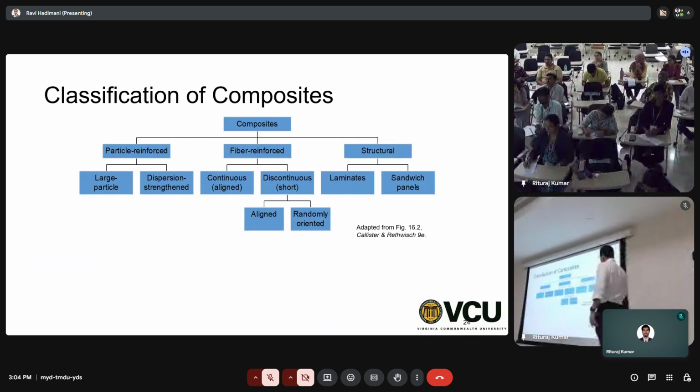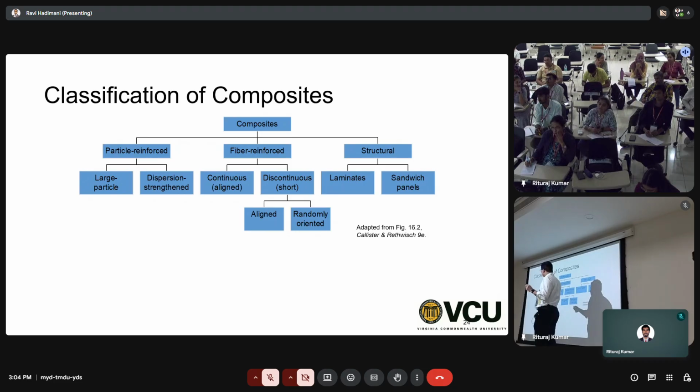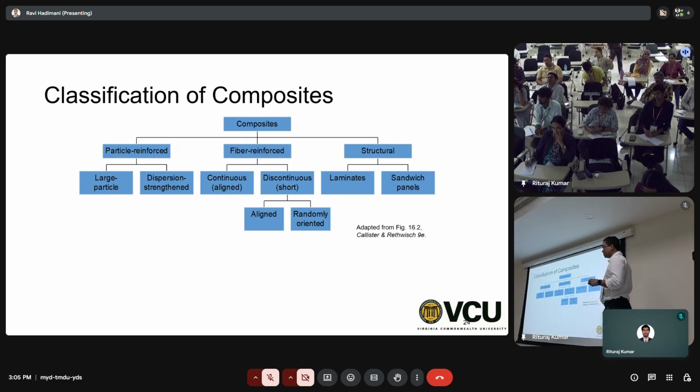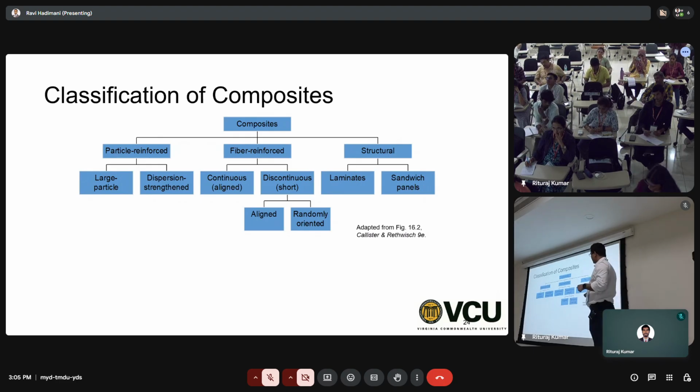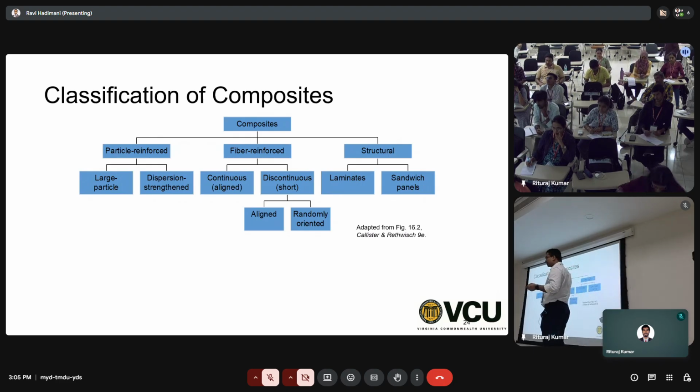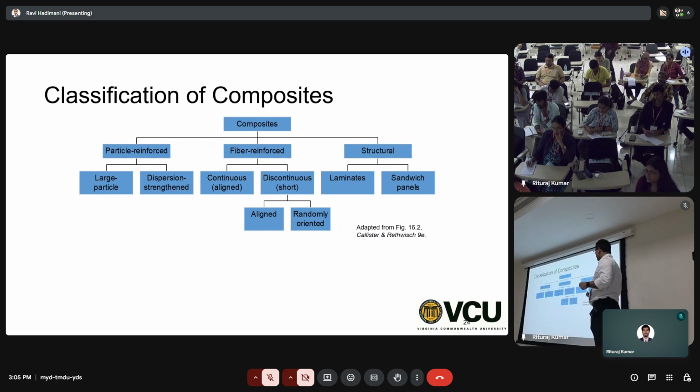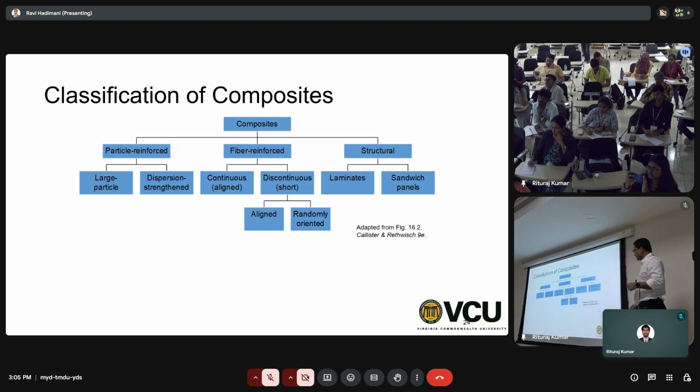And here are the different types of composites, depending on what your dispersed media is. If your dispersed media is particles, it's particle reinforced. If it is fiber, it's fiber reinforced. And you can have structural dispersed media as well, like laminates, sandwich panels, and honeycomb structures. These are all structural composite materials. Within particles, you have large particles and small particles. In fiber, you have continuous and discontinuous, and within discontinuous, you can have aligned and randomly oriented.